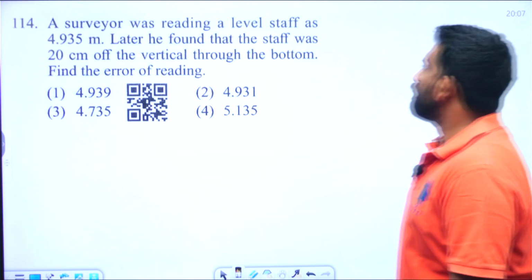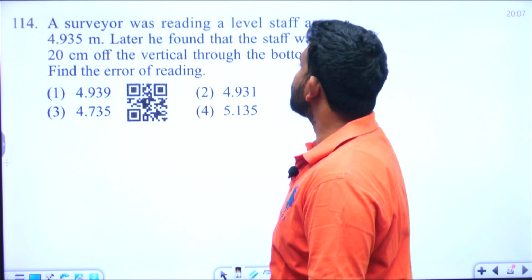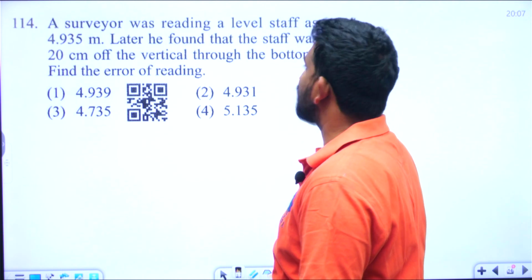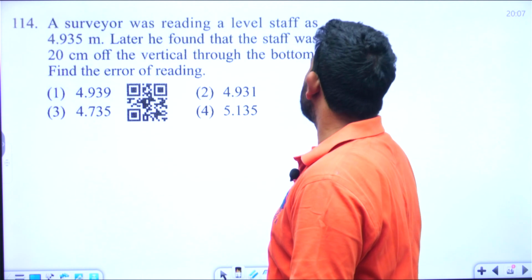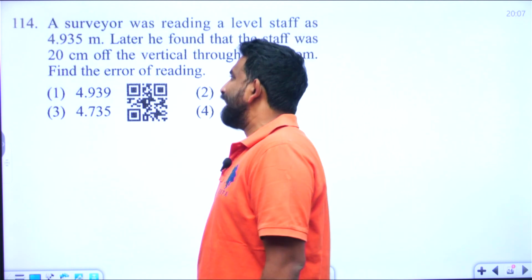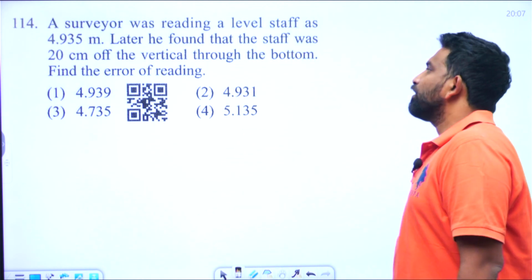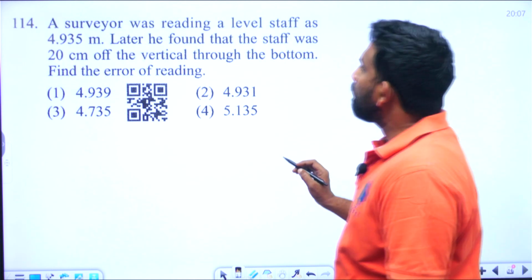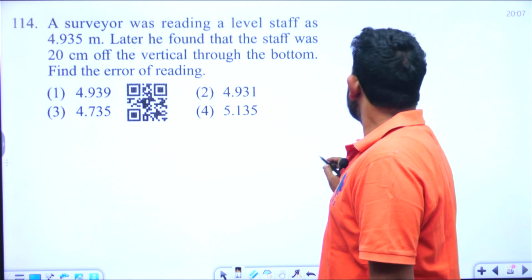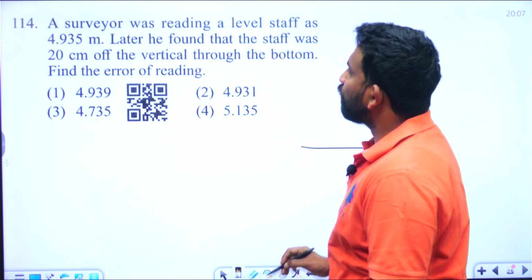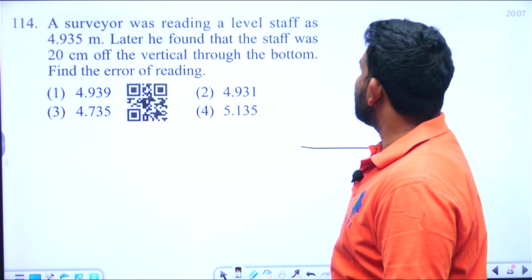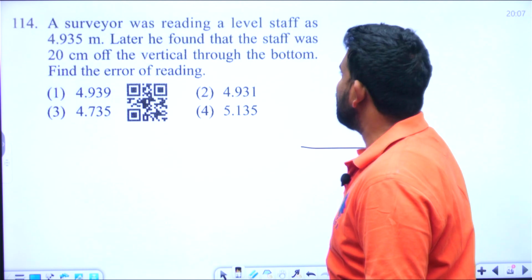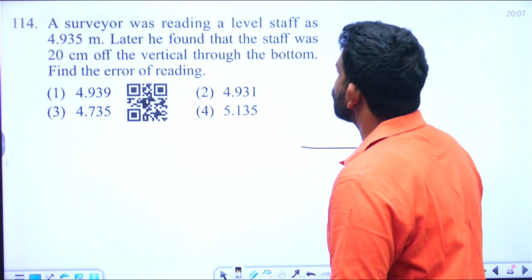A surveyor was reading a level staff as 4.935 meters. Later he found that the staff was 20 centimeters off the vertical through the bottom. Find the error of the reading. So a level staff was there, and the reading was 4.935 meters. Later he found that the staff was 20 centimeters off the vertical.